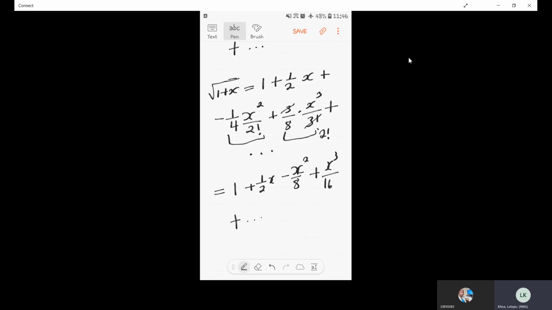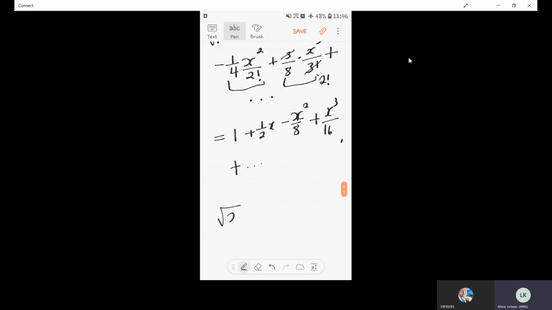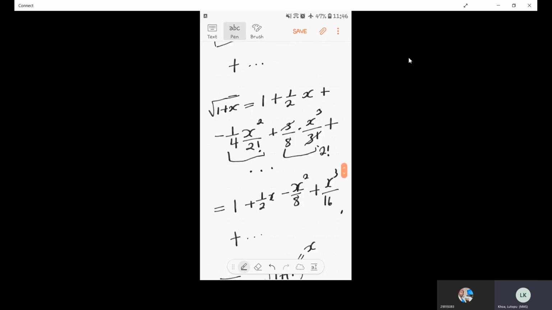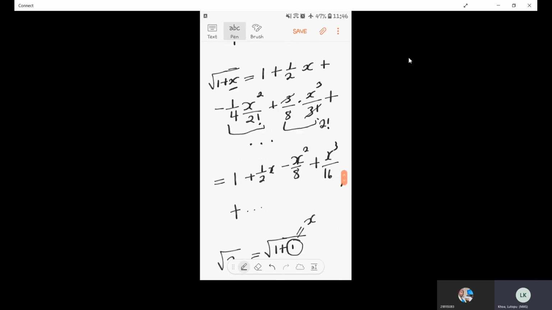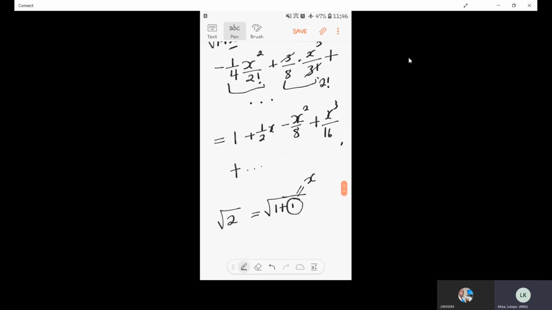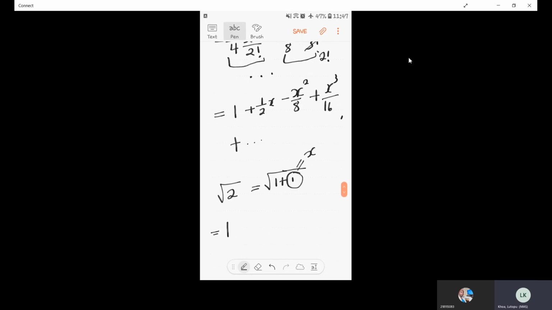So now I can actually use this to work out the square root of anything. If, for example, I want to work out the square root of 2, I know this is equal to 1 plus 1. So my x in this case is 1. I'm looking at this function, it's 1 plus something. So if I wanted to work out square root of 2, I can approximate it. This is 1 plus half times 1, minus 1 squared over 8, plus 1 cubed over 16.